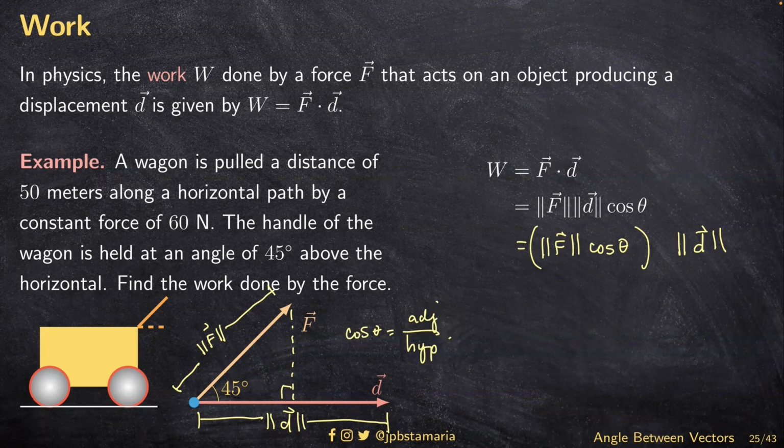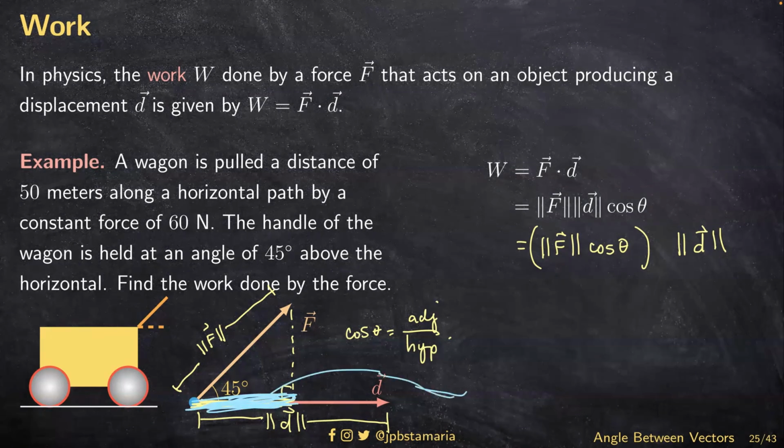So you are multiplying this length, yun eh, ito. Medyo iba yung color ha. Itong portion na yan, yung length niyan, yan yung norm F cosine theta.